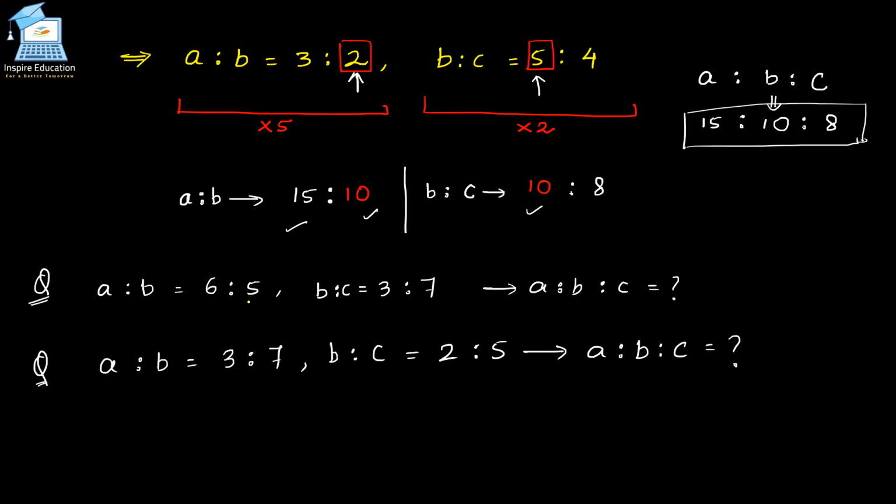Okay, so here we have 5 and 3. So we need to multiply this whole ratio by 5. So this will become 15 is to 35. And to make this 15, we need to multiply the whole ratio by 3. So this ratio will become 18 is to 15. So the answer to this is 18 is to 15 is to 35.